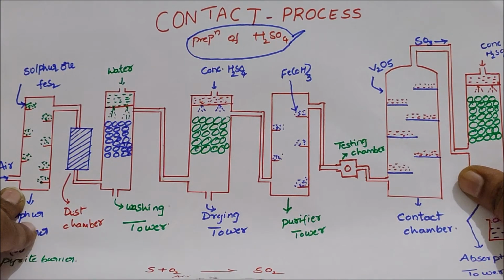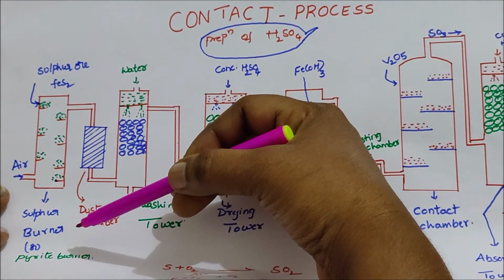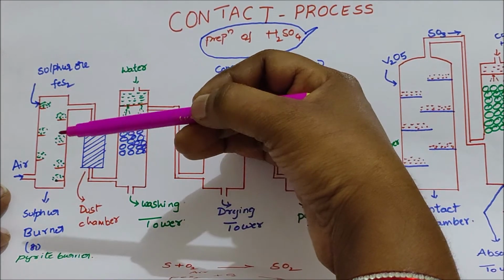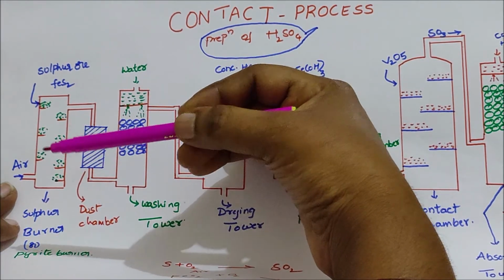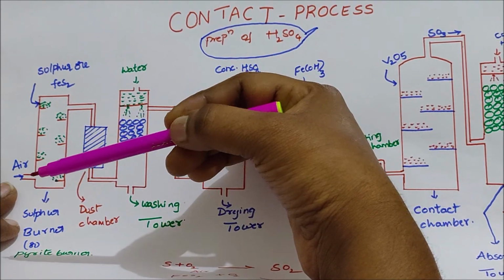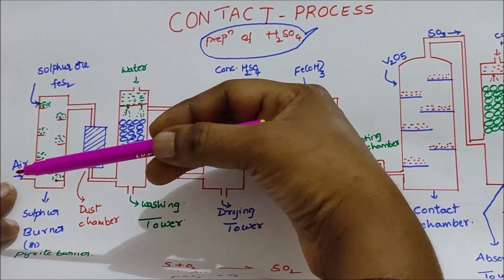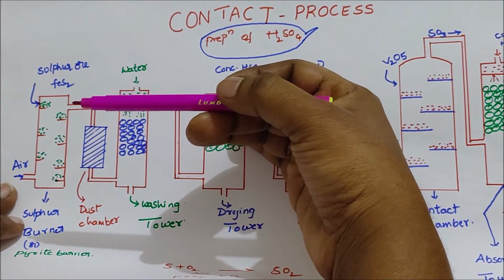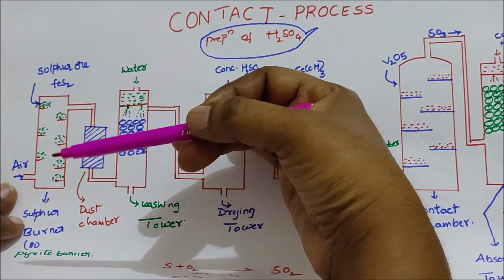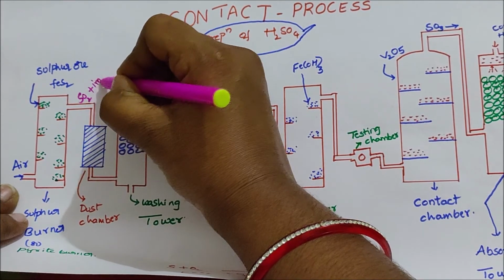In the manufacture of sulfuric acid by the contact process, the first chamber contains the sulfur burner, the sulfur pyrite burner. In this, sulfur ore is treated with oxygen. The oxygen is present in air, so the air is passed through the sulfur burner. The sulfur ore is treated with air to give sulfur dioxide, and some impurities are present.